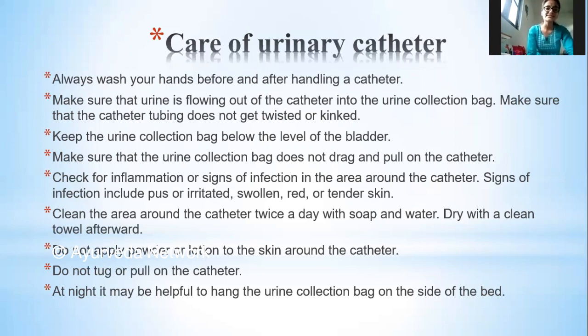Now, if you see any signs of inflammation or infection, what could you see? You could see pus, you could see the patient getting very irritated, you could see redness over there, you could have tenderness over there. These are the signs which indicate that there is some sort of infection. And when there is infection, you must remove that catheter and put the patient on antibiotics, so that the patient does not have any further infection.